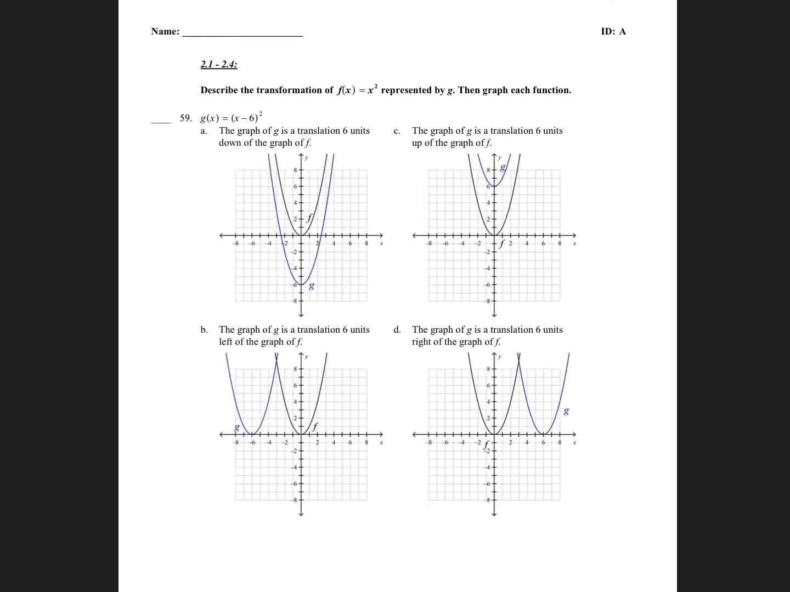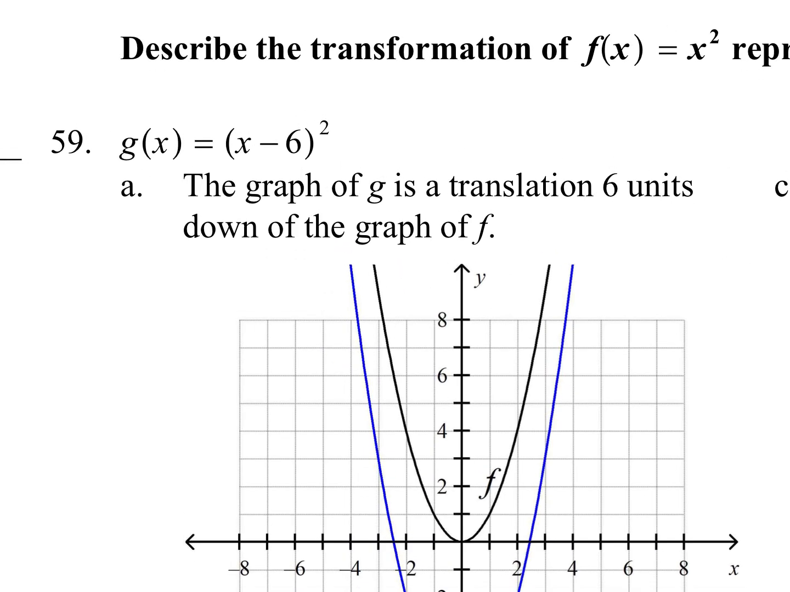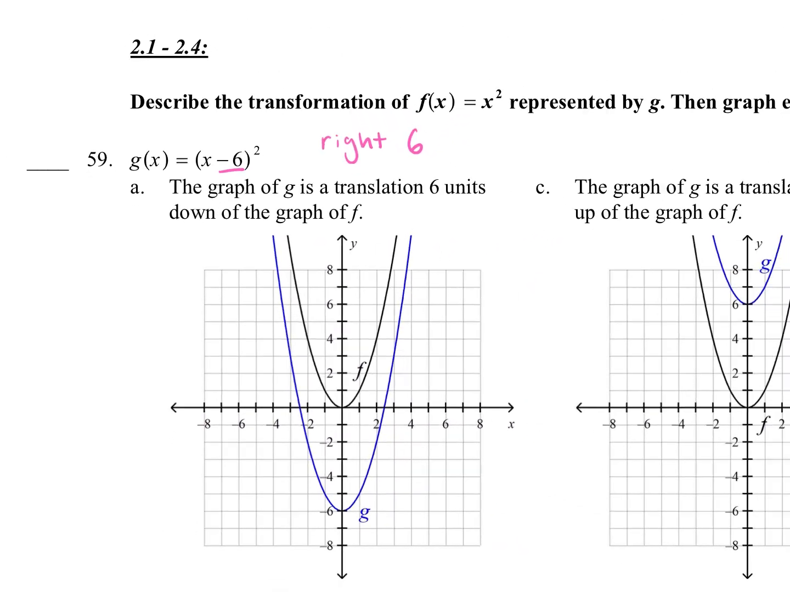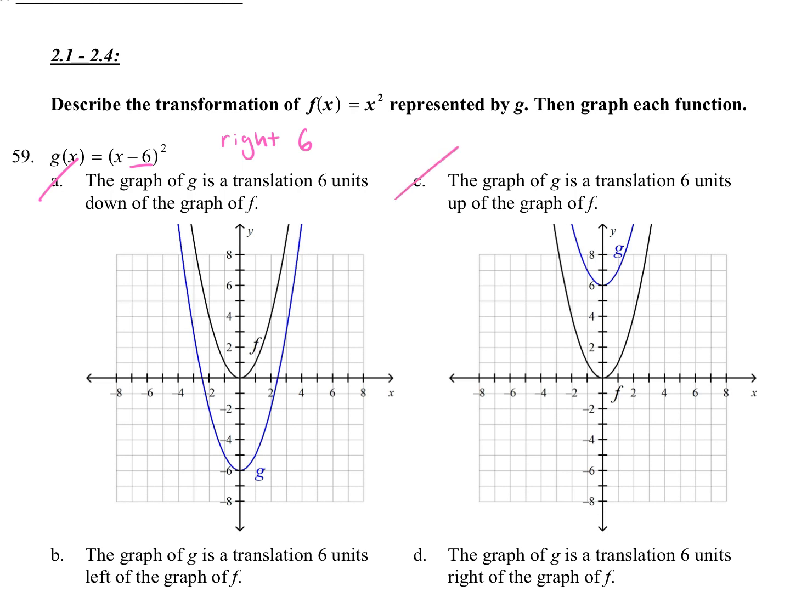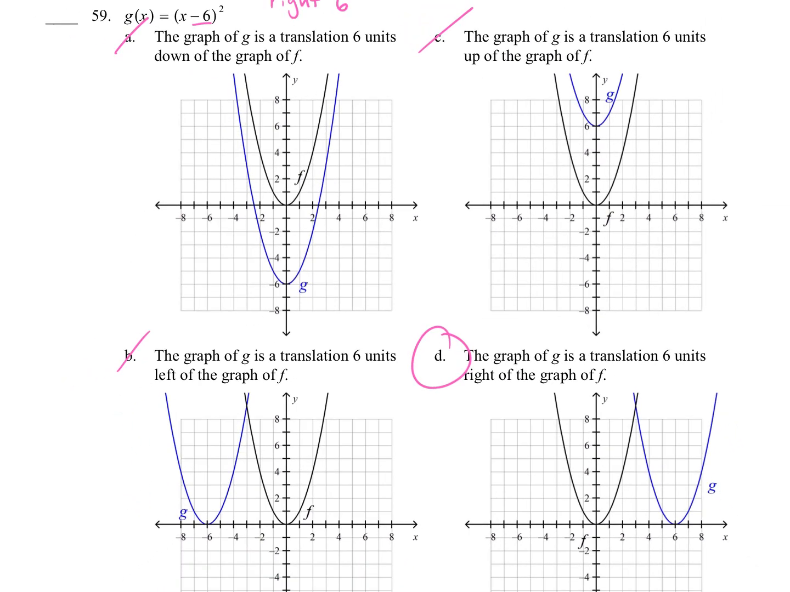So 59, we are describing the transformation and graphing. What happens when I subtract 6 on the inside? If I subtract 6 on the inside, which direction am I going? To the right. So we're moving to the right 6. So it's not A, because that says we're going down. C says we're going up, so not C. B says left. D is right. So we're going to the right 6.